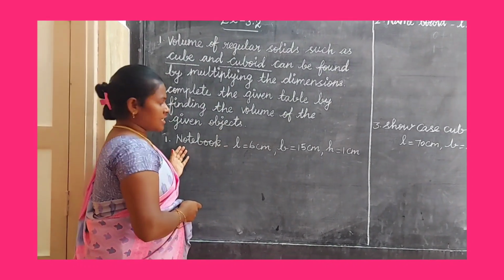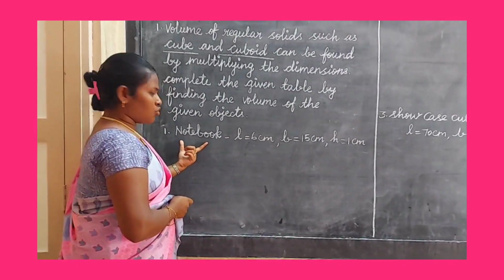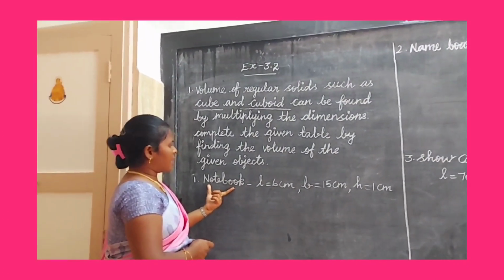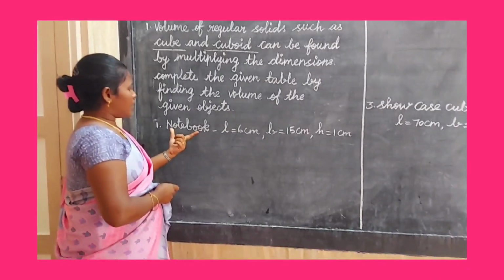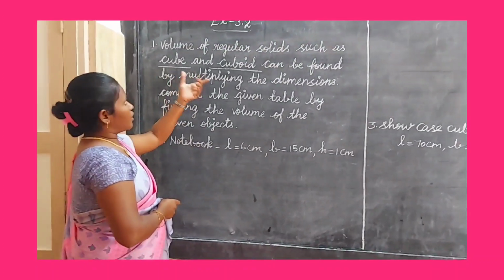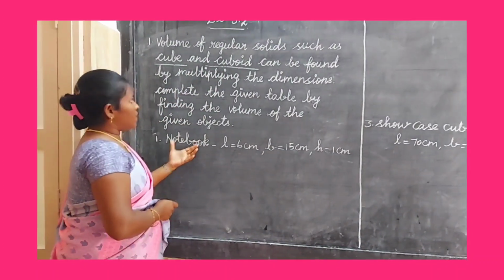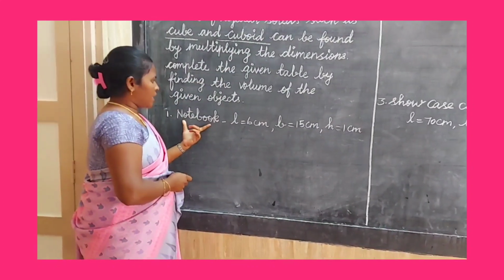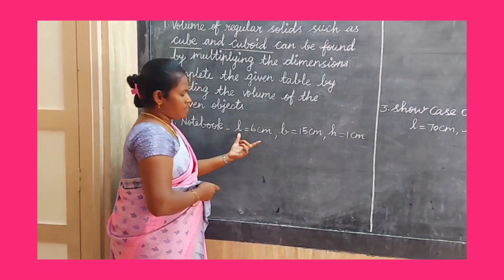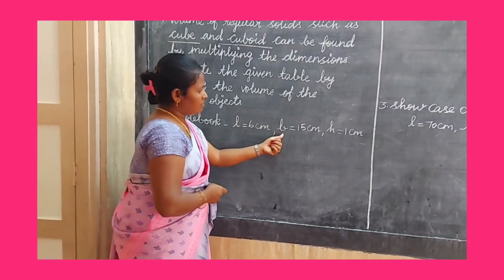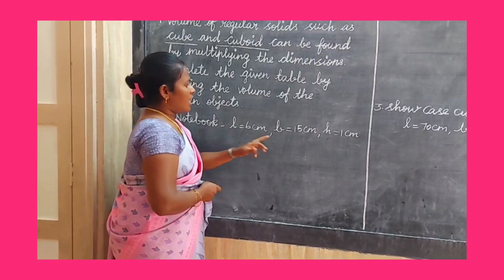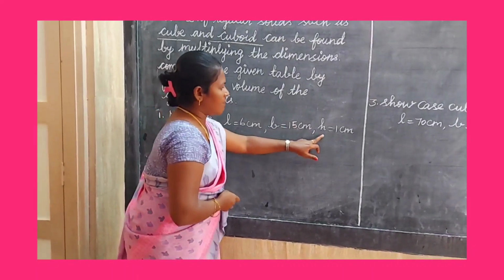Some objects are given. First object name is notebook. The shape is rectangular shape. We have to say whether it is a cube or cuboid. So notebook means we have to say the cuboid shape. So in this object, L means length, B means breadth, H means height. Length value is given, breadth value is given and height value is given.